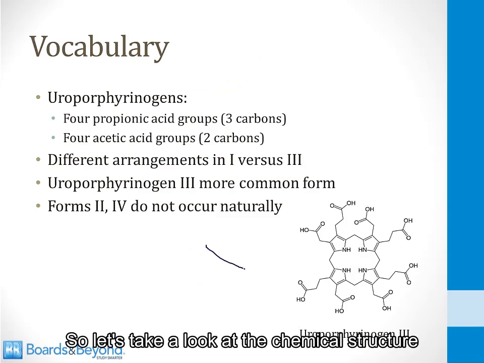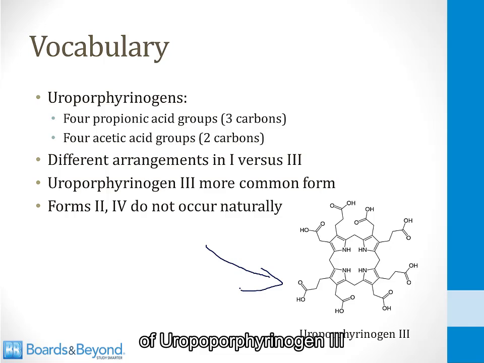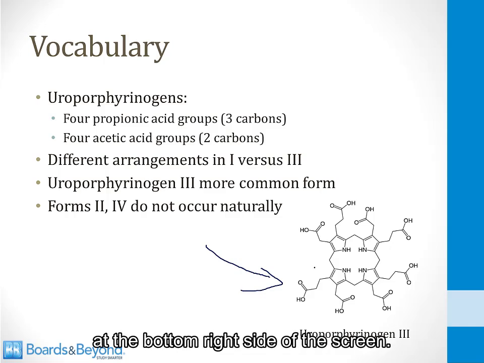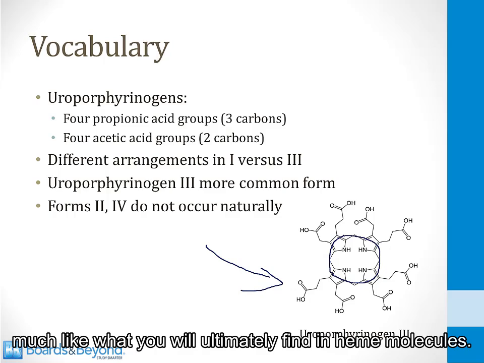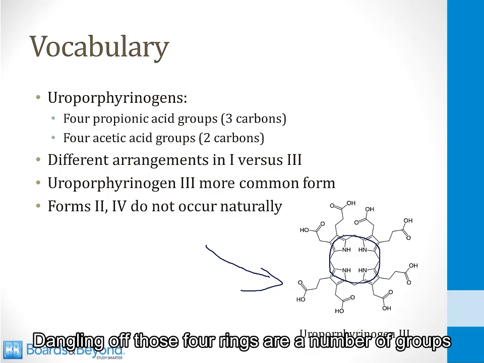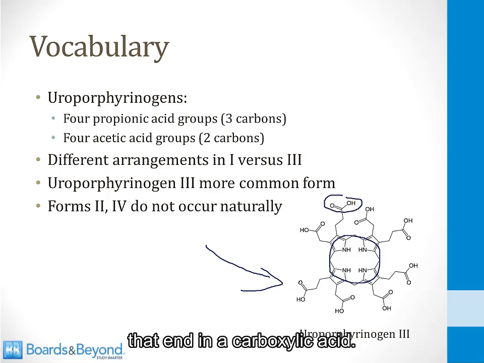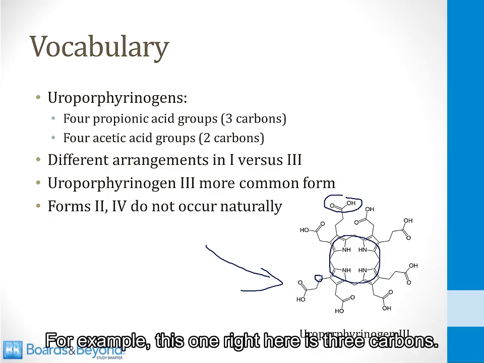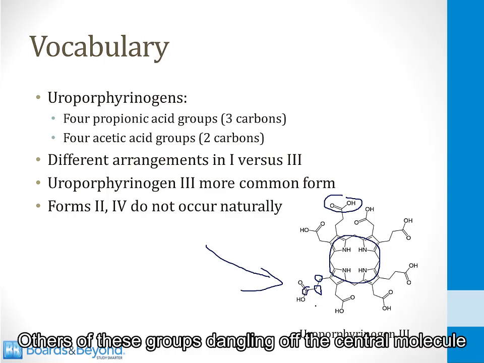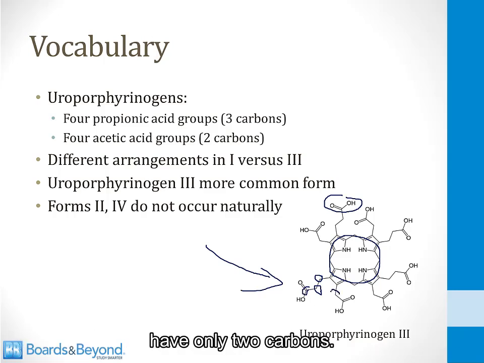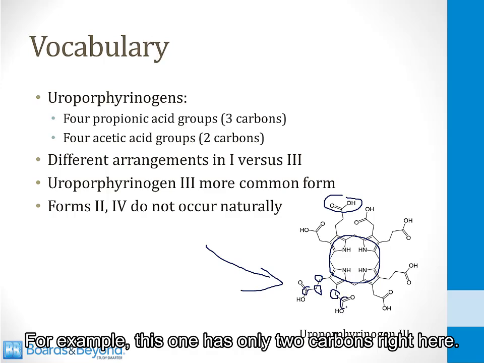So let's take a look at the chemical structure of uroporphyrinogen 3 at the bottom right side of the screen. You can see that the center of the structure is 4 rings, much like what you will ultimately find in heme molecules. Dangling off those 4 rings are a number of groups that end in a carboxylic acid. Some of those groups have 3 carbons. For example, this one right here has 3 carbons. I'm circling them now. Others of these groups dangling off the central molecule have only 2 carbons. For example, this one has only 2 carbons right here.